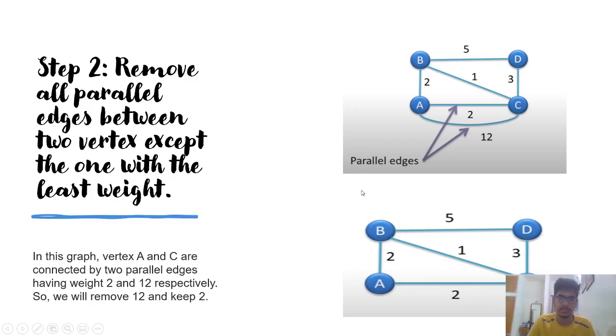Now our second step is to remove all parallel edges between two vertices except the one with the least weight. Here our parallel edge is the one that is parallel to AC. Since we have to keep the one with the least weight, we'll be keeping 2 and removing 12. In this graph, vertices A and C are connected by two parallel edges having weight 2 and 12 respectively. So we'll remove 12 and keep 2, since 2 has the least weight. So now we get the spanning tree.